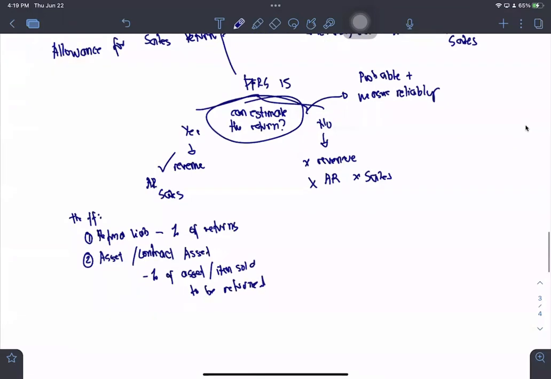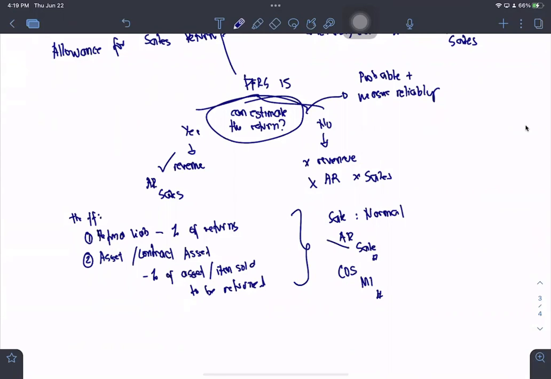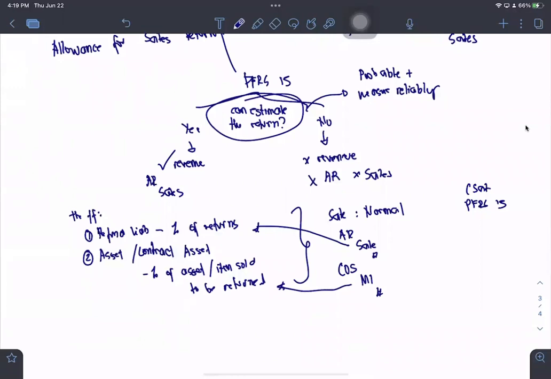Okay. So what is the general entry? Whenever there is a sale, the normal entry is this way, assuming it is perpetual. Your entry is a debit to AR and a credit to sale. And then you will make a corollary entry that is to debit cost of sale and credit merchandise inventory. So where will the refund liability come from? It comes from the percentage of returns on the sale, while the contract asset comes from the percentage of merchandise inventory to be returned.